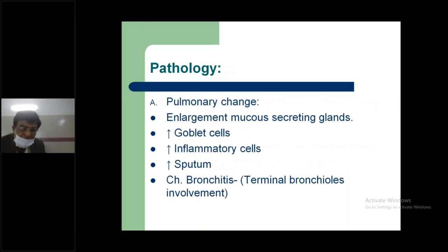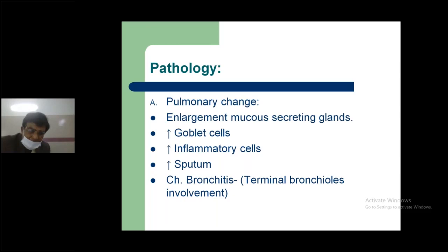Now, what are the pathological changes that occur in COPD? Pulmonary change: enlargement of the mucus secreting glands in the lung. These mucus secreting glands, that is goblet cells. Goblet cells produce mucus. And some inflammatory cells like neutrophils, lymphocytes, monocytes are also available in the lungs. And they release some mucus. And ultimately, there is increased production of the sputum. So sputum is nothing but the collection of the mucus with goblet cells and other inflammatory cells.